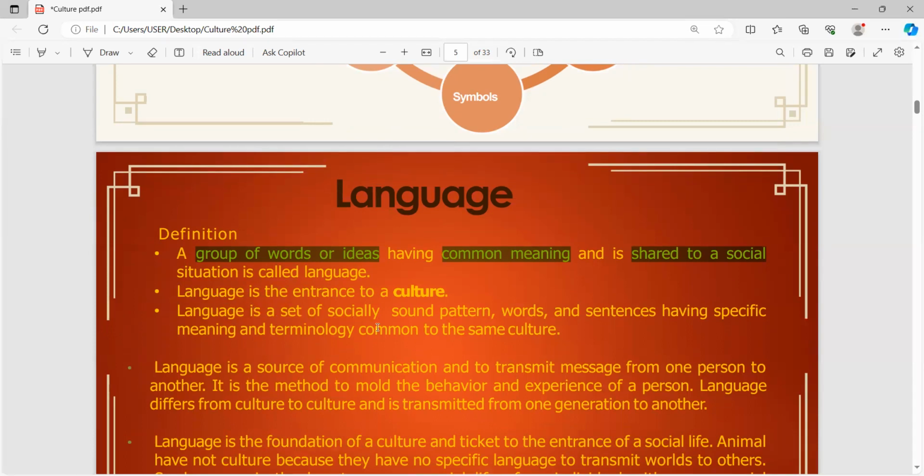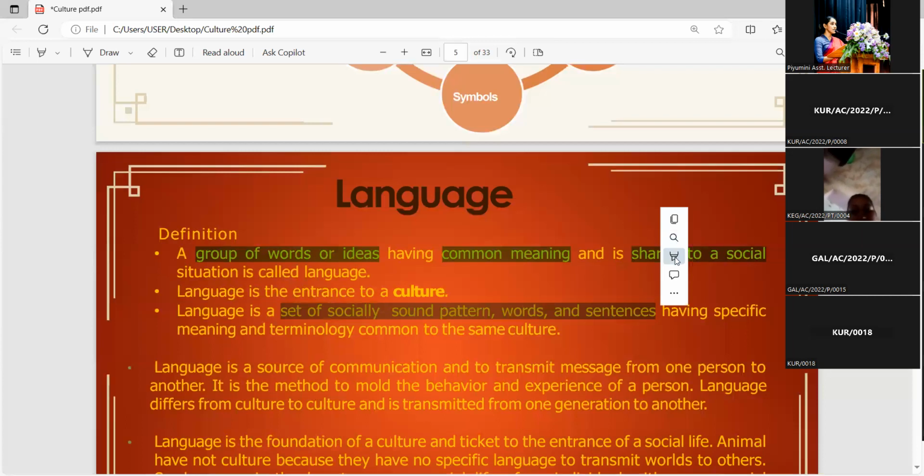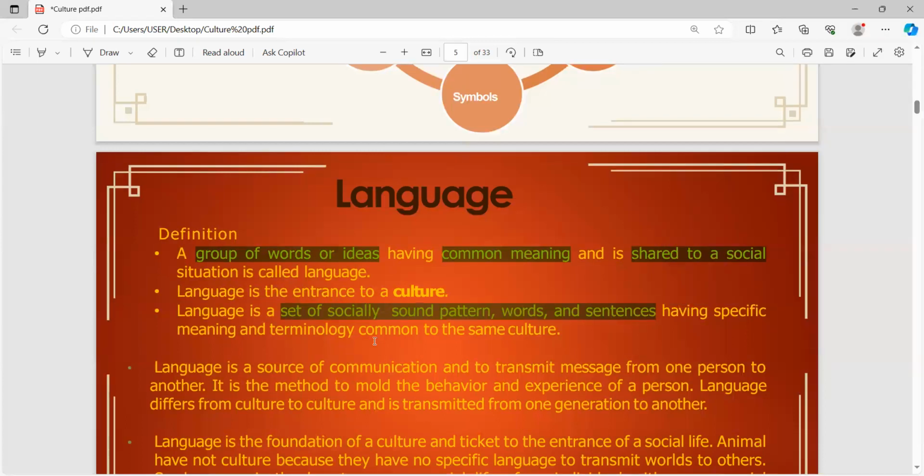Another definition is here. Language is a set of socially shared sound patterns, words and sentences. It can be a set of sound patterns, also a set of words or sentences, which have specific meaning and terminology common to the same culture.